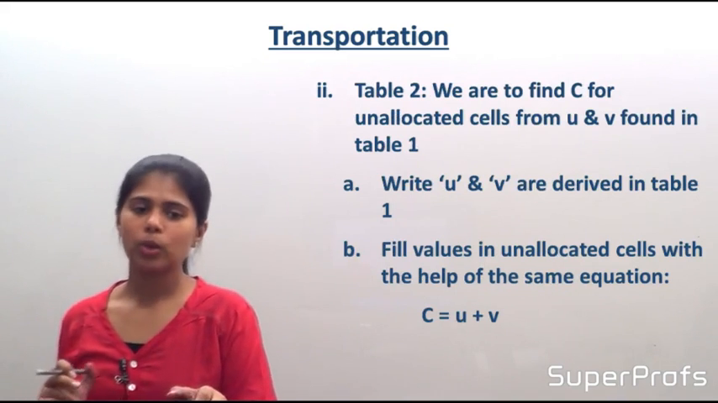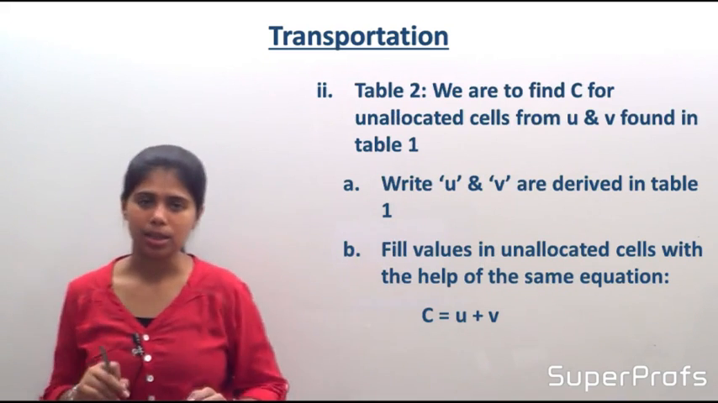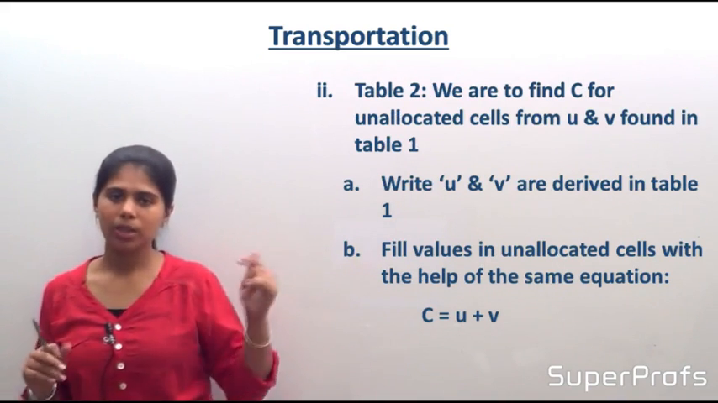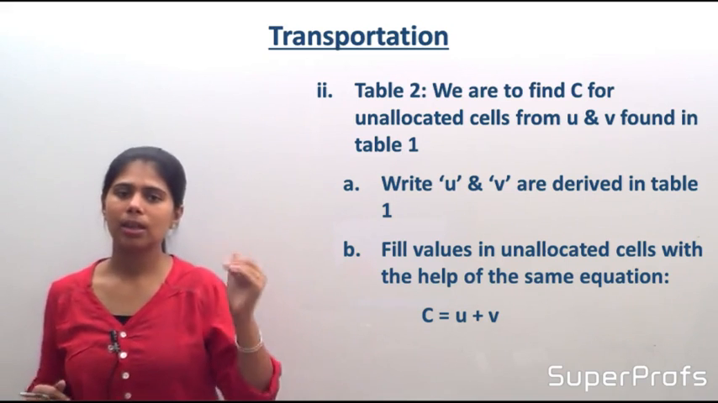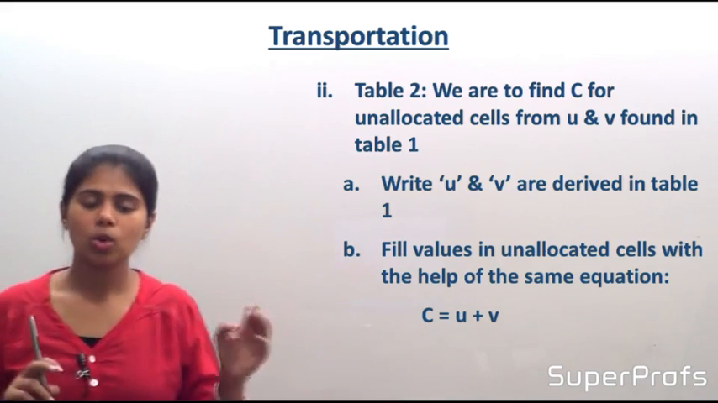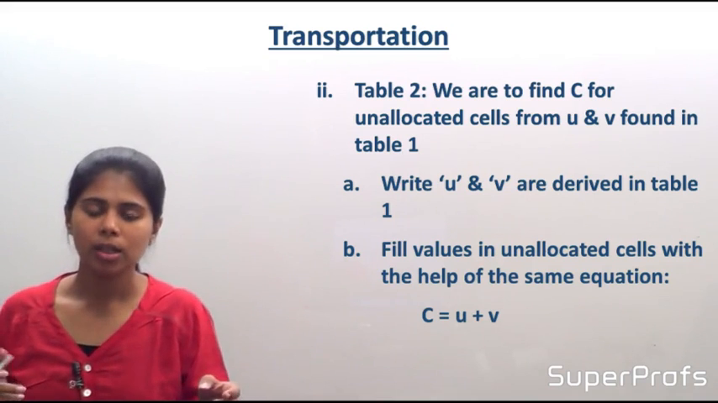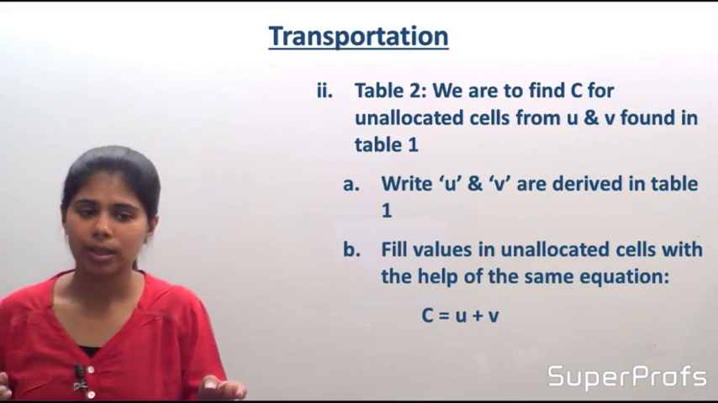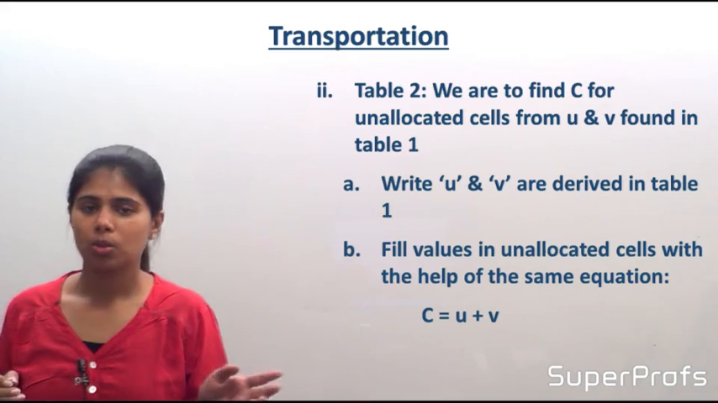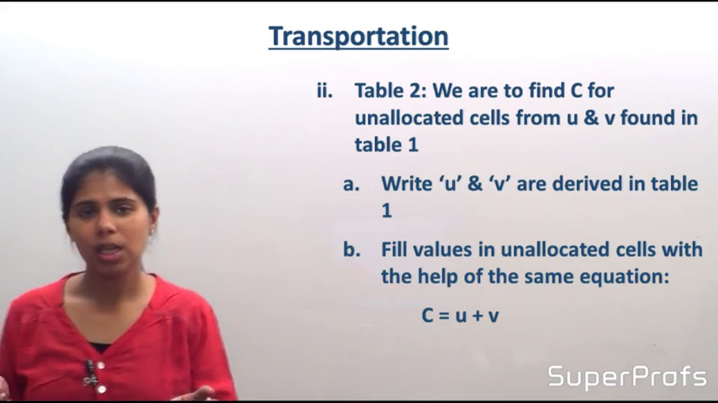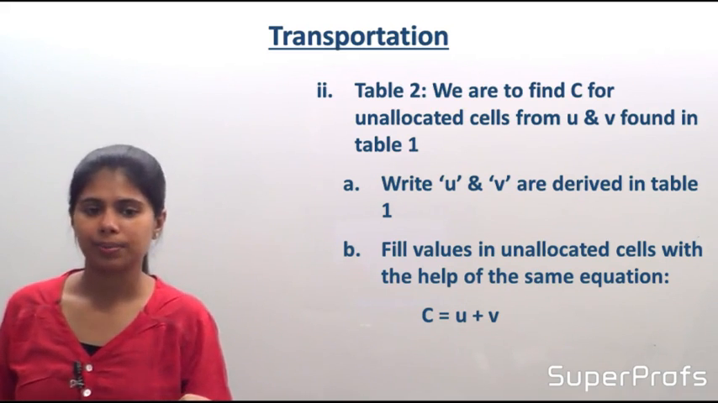Table 2, we are to find C for the unallocated cells. So now we have U and V, we just have to add the 2 and write it in the unallocated cells. So write U and V from the table 1, fill values in unallocated cells with the help of this equation. So we add the 2 and we fill the values of C in the unallocated cells.